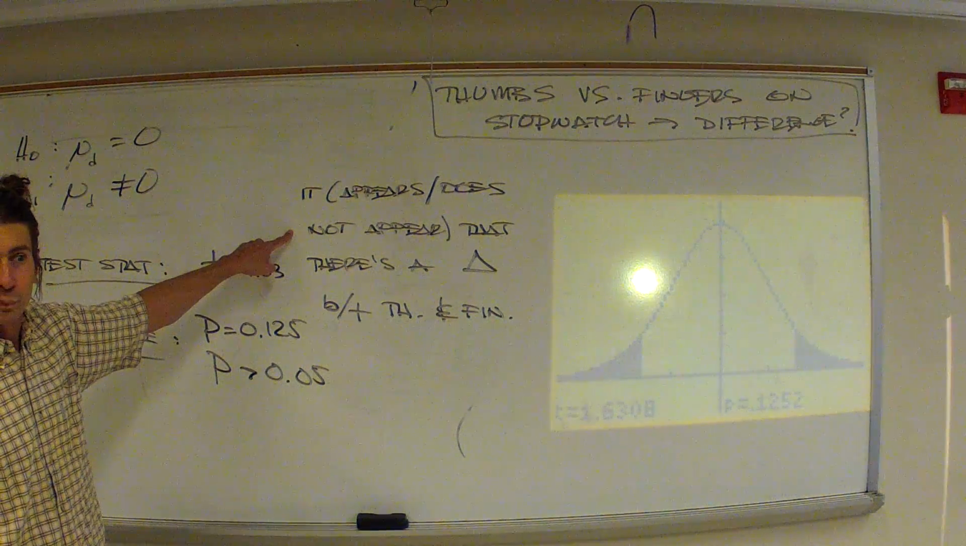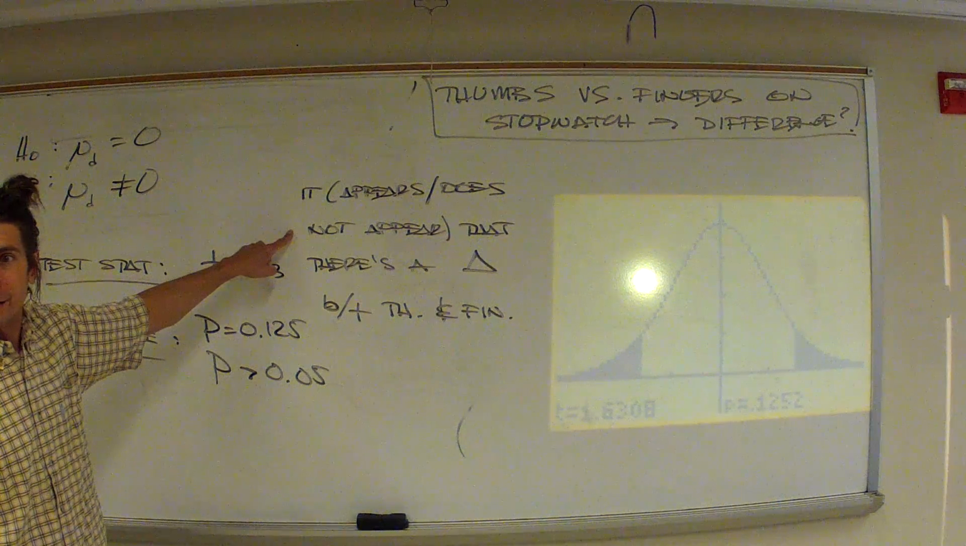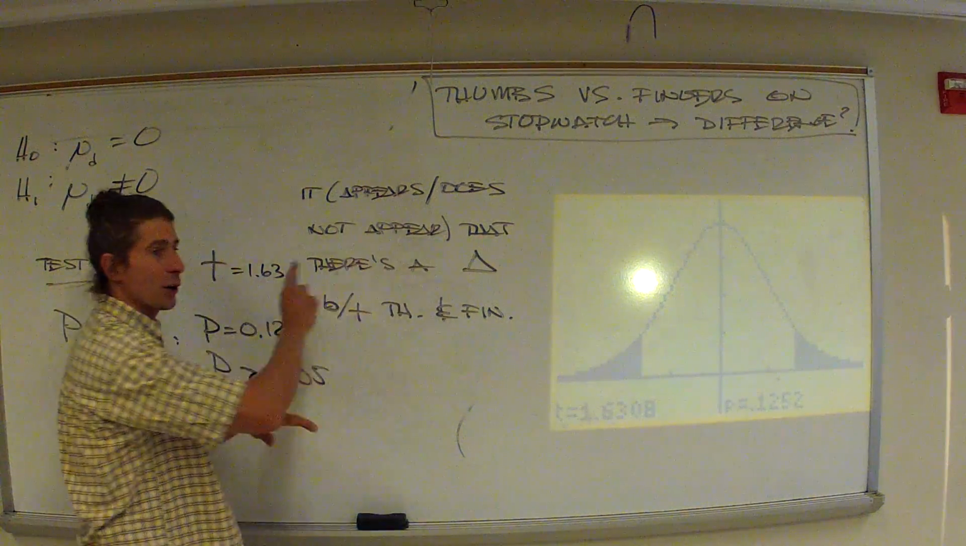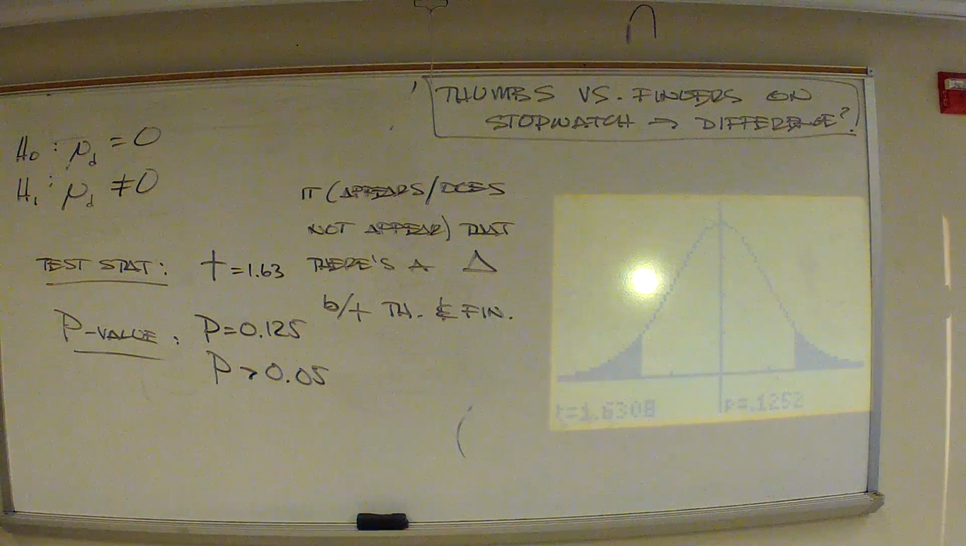What does it mean? Does not appear there's any difference between a thumb and a forefinger, which means you can tell the parents, and this happens every single year I do this, you can tell the parents, it's totally cool. There is a difference. It's just not very nice, Zoe. It's just not statistically significant.